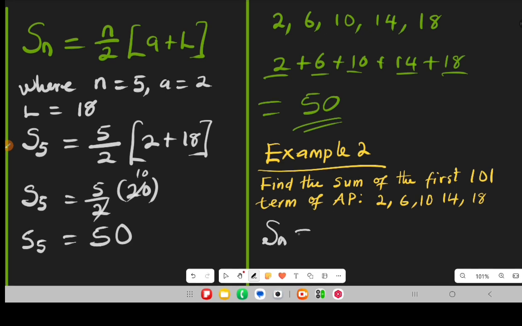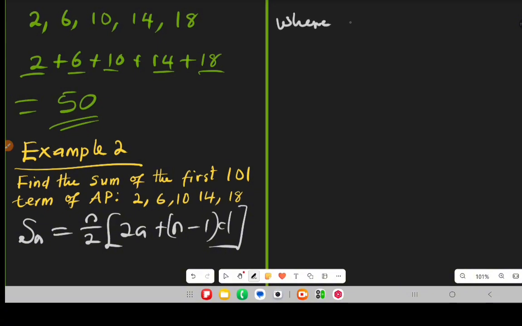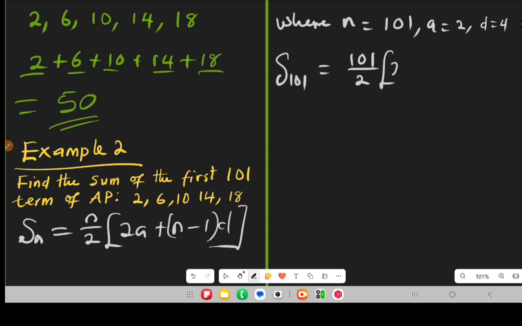We have the solution: Sn equals n over 2 times (2a plus (n minus 1) times d), where n equals 101, a equals 2, and d is equal to 4. When we substitute this into the formula, we have S101 equals 101 over 2 times (2 times a, which is 2, plus (101 minus 1) times 4).